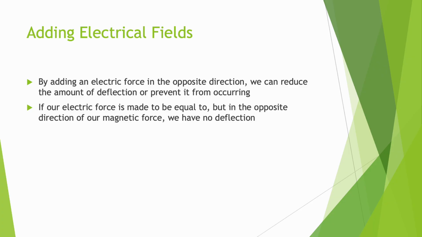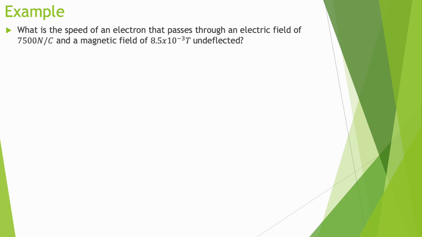So we'll look at an example that integrates this. So what is the speed of an electron that passes through an electric field of 7.5 times 10 to the 3 newtons per coulomb and a magnetic field of 8.5 times 10 to the negative 3 Teslas undeflected?